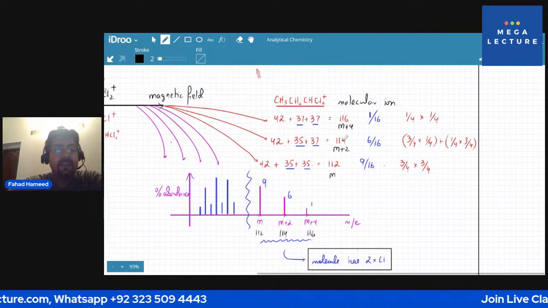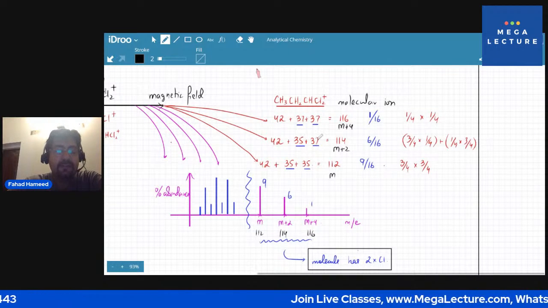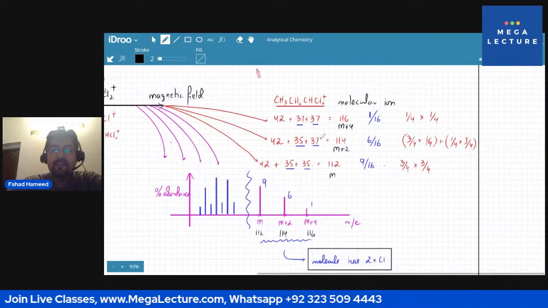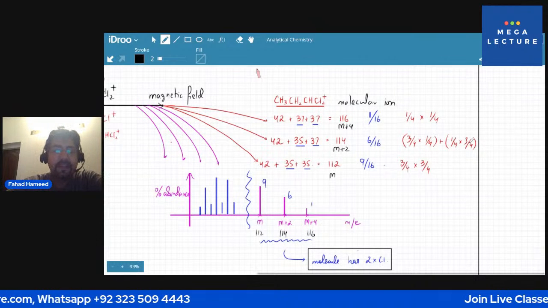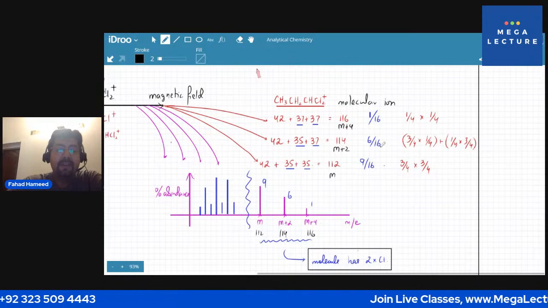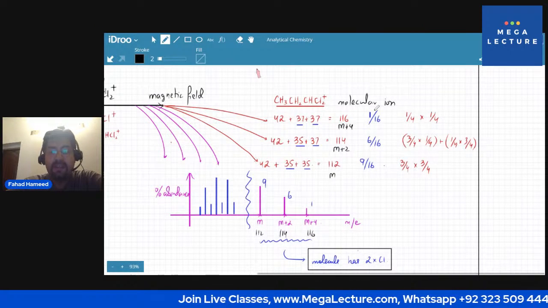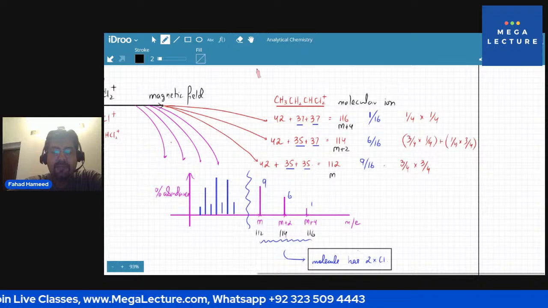114 can also be obtained if the first one is 37 and the second one is 35. So there are two scenarios. Either this is 35 and this is 37, or the first one is 37 and the second one is 35. So if you do 3 by 4 into 1 by 4 plus 1 by 4 into 3 by 4, that gives you 6 by 16. Or simply you could have subtracted 9 by 16 and 1 by 16 from 1, and you would have gotten 6 by 16. So that's the probability of this one.